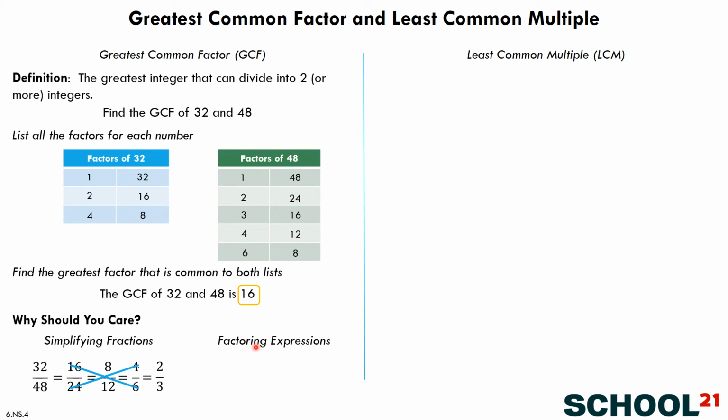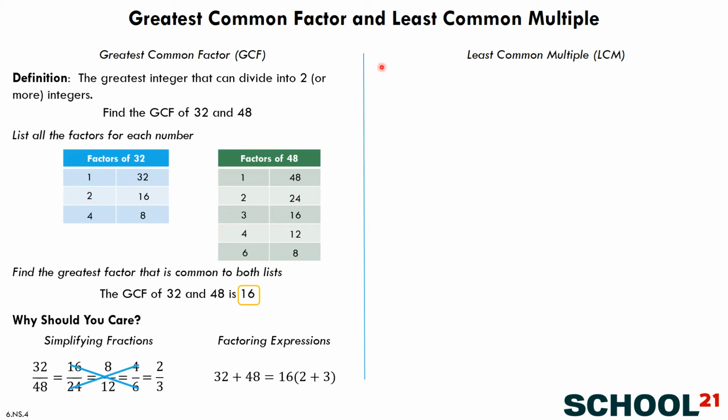Another reason why is to factor expressions. You'll get into this a little bit more later, but if you have this expression, 32 plus 48, then you can factor out the 16 outside of these parentheses, and then you could have 2 plus 3, kind of like the 2 and the 3 and the 2/3 here. And this will become more important when you do algebra and have variables like x and y and things like that. Okay, so that's greatest common factor.